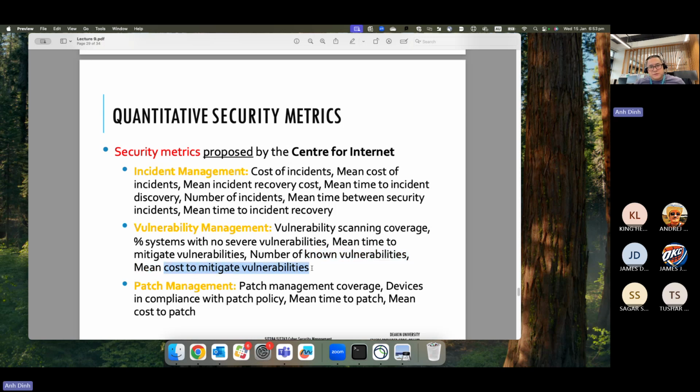Is there any specific example of the system that you think would give you such information, like when the vulnerability is discovered, when is this mitigated, and what is the cost of it?